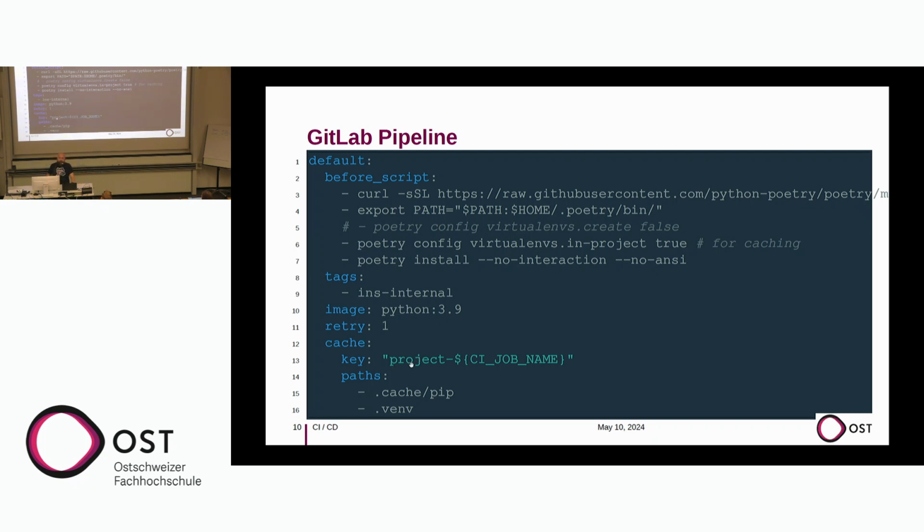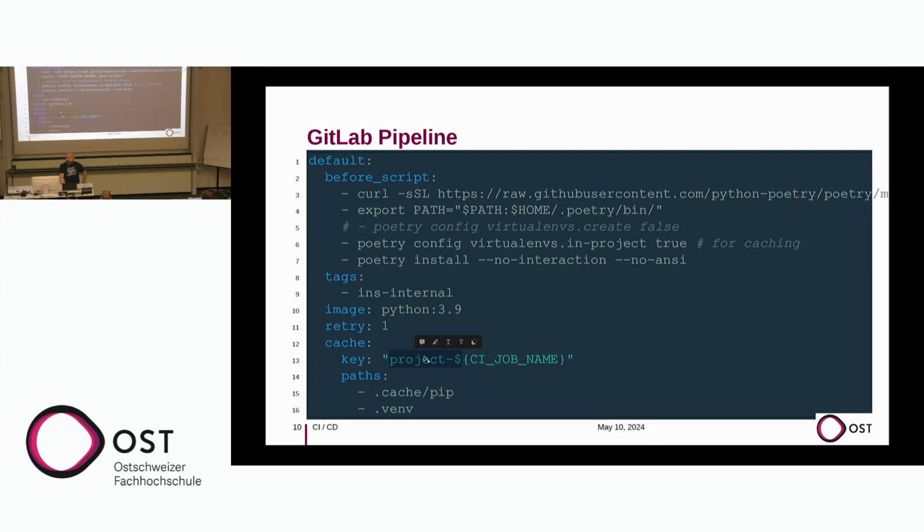There are different strategies for the caching. For example, here we have just a project and then the job name. So for each job name, this will be unique. So each job name will have their own cache. There is also possibility to run this for different versions.